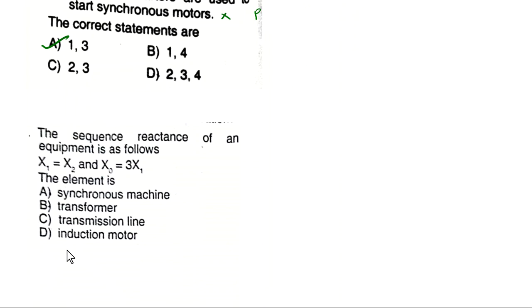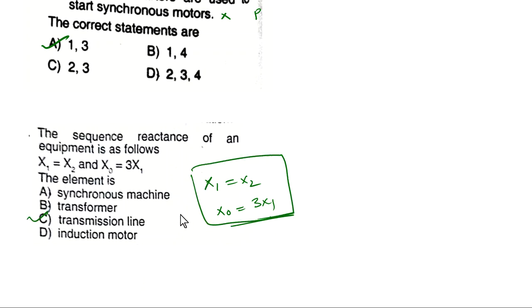And we'll move to the next question of this session here. The sequence reactance of an equipment is as follows, where X1 and X2 indicate the positive and negative sequences, and X0 is the zero sequence reactance. Remember here, X1 is equal to X2, but X0 is equal to 3X1, which means it's a transmission line. So this feature is only in case of a transmission line. Okay, so answer is C, transmission line.